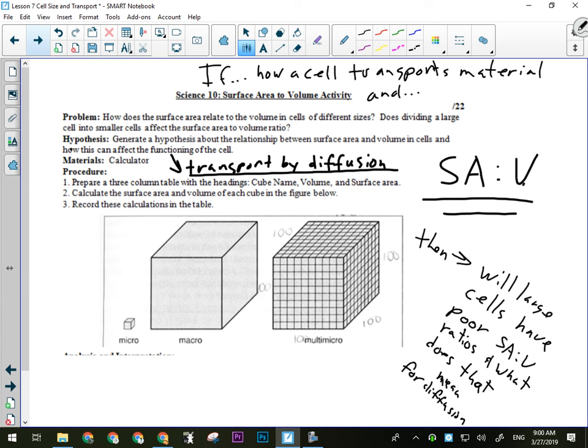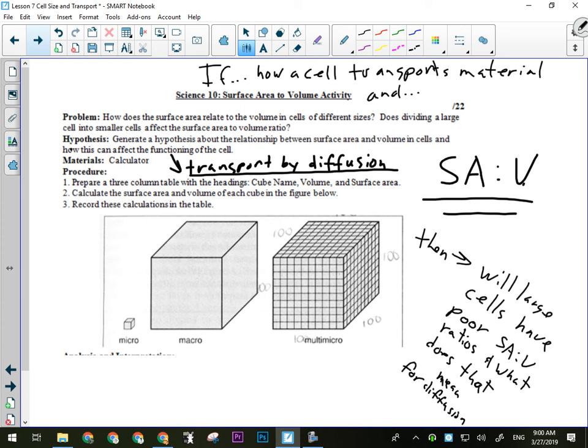All right, so we're going to start out with these 3 cubes. The first cube, micro, represents a normal-sized regular cell. We're going to say that it's 1 micrometer by 1 micrometer by 1 micrometer. Everybody all right with that? So it's going to be 1 by 1 by 1.